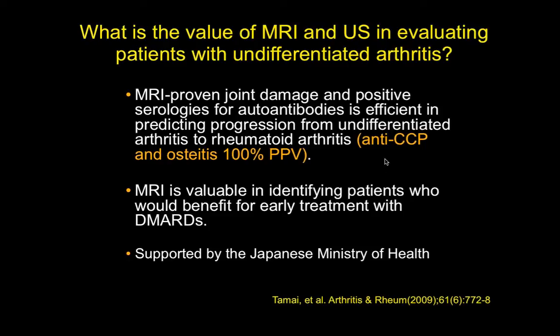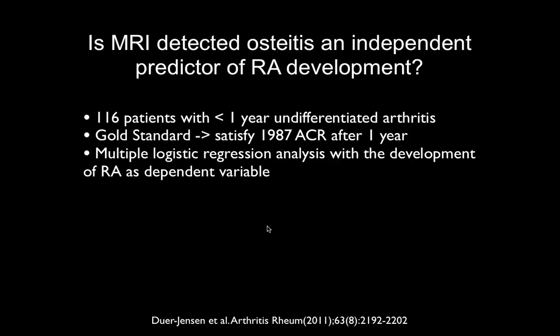And what they found is if you did an anti-CCP and an MR which showed osteitis, that had a 100% positive predictive value, that all of those patients that had those two findings would go on to rheumatoid arthritis, and they recommended that these patients be treated for rheumatoid arthritis even before they met the old ACR criteria for it. So the new criteria is to try to help get there, and there were substantial benefits to do that.